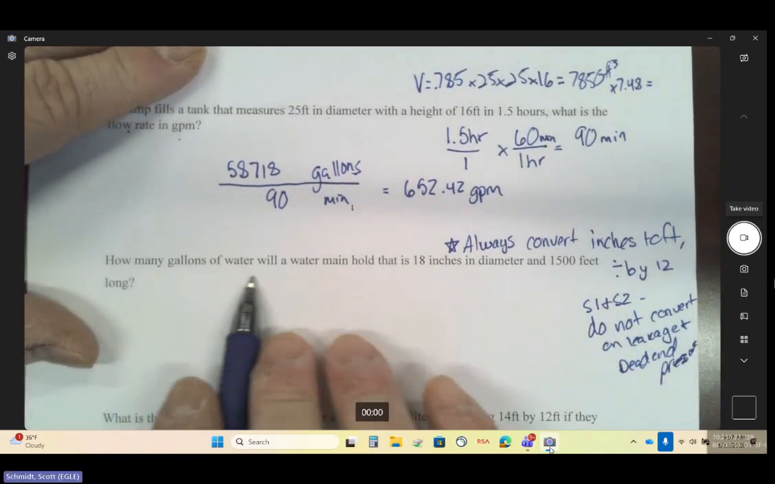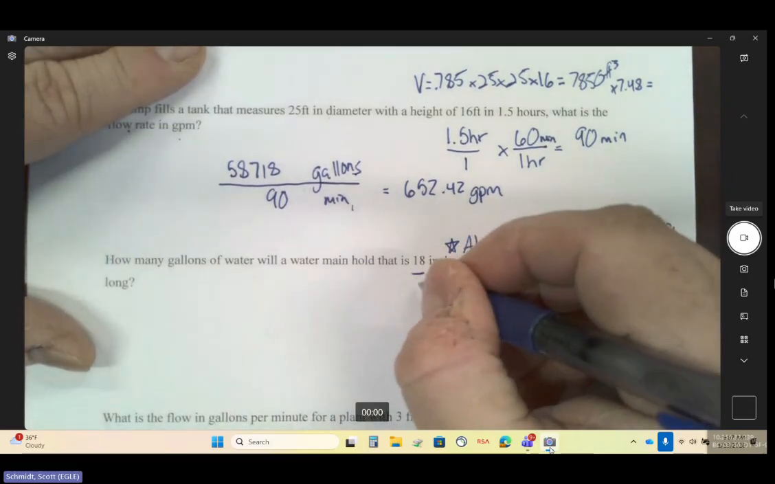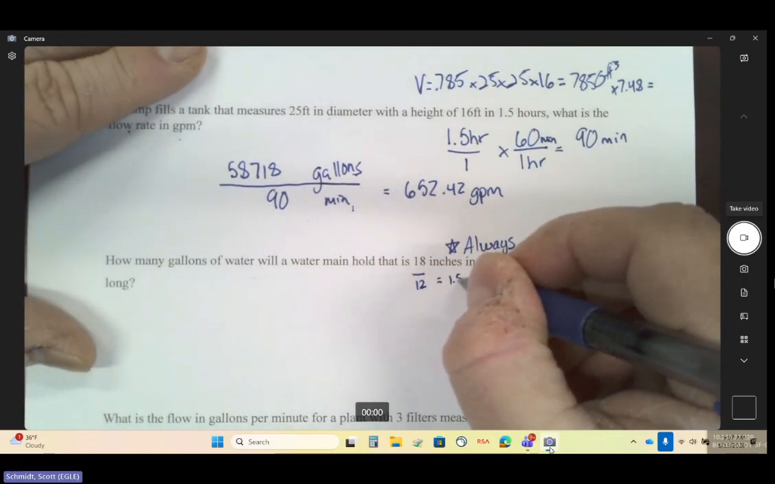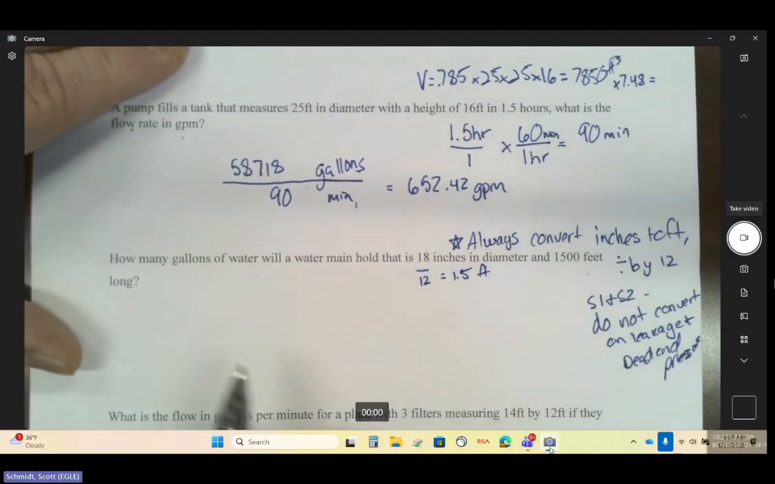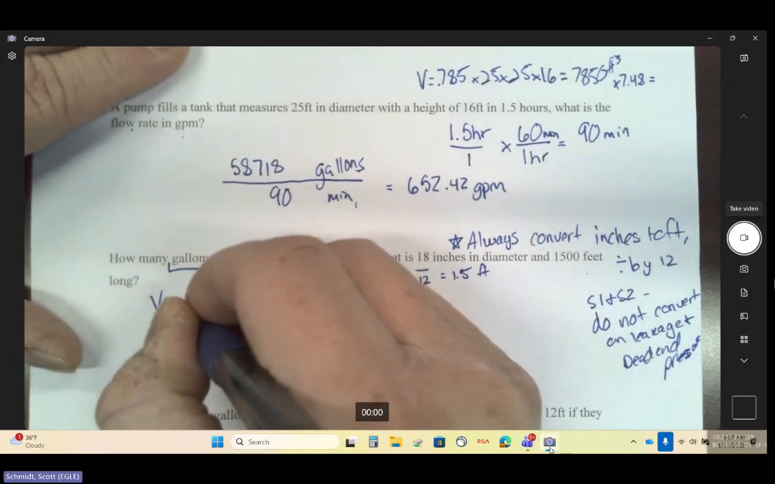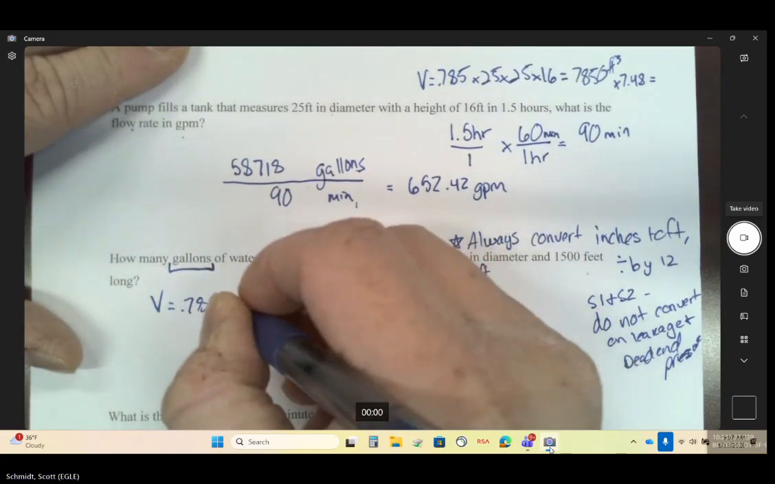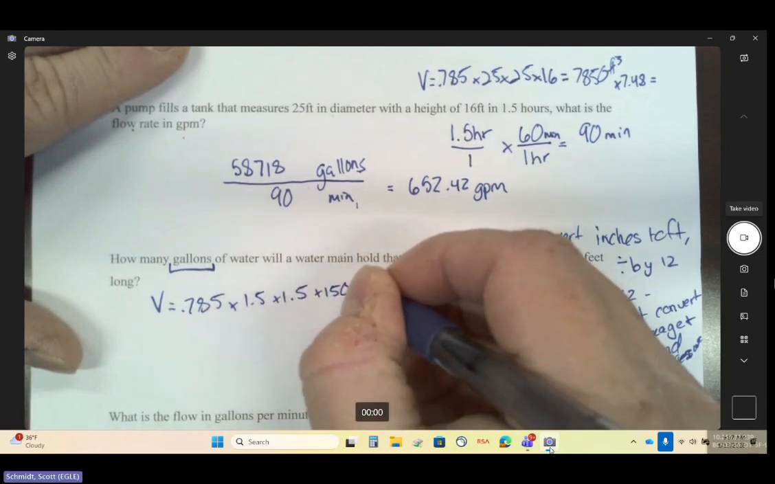Now, so how many gallons will a water main hold? It's 18 inches in diameter at 1,500 feet long. So I have to convert this to feet, so divide that by 12 to get 1.5 feet. I'm going to teach you another shortcut here too. This says how many gallons, correct? Well, the volume formula for a cylinder is 0.785 times the diameter times the diameter times the length.